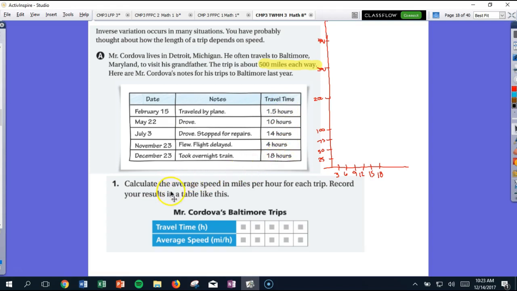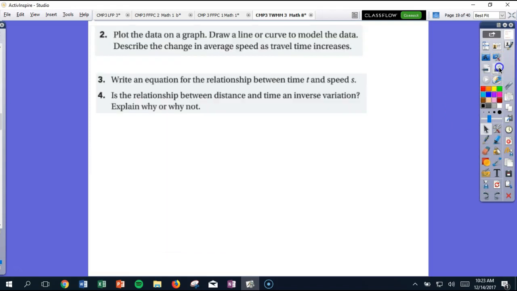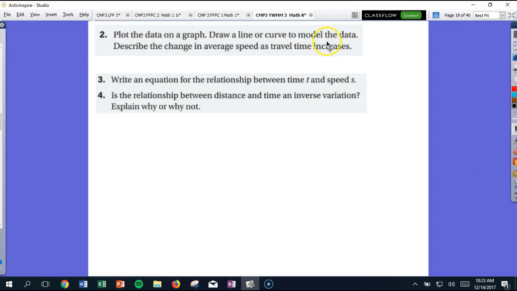What they want you to do is make up a table, and I've already set one up here. It says travel time in hours, so you take what you have from this table and plug it in here. Then you need to calculate your average speed, or miles per hour: 500 miles, these are your hours. Come up with what the average speed was after you've plugged in your travel times. Part 2, plot the data on a graph, draw a line or curve to model the data, and describe the change in average speed as travel time increases. As it takes longer to get there, what's happening to our speed?